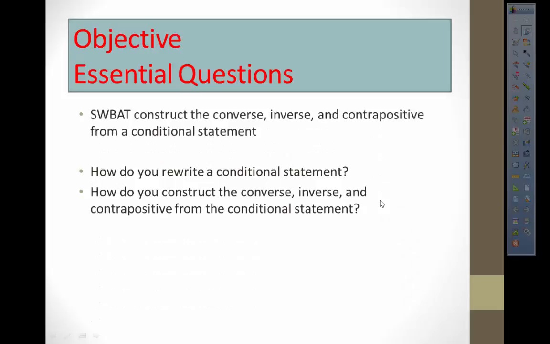So our objective today will be, students will be able to construct the converse, the inverse, and contrapositive from a conditional statement. So the essential question is, how do you write conditional statements? And how do you construct the converse, the inverse, and the contrapositive from the conditional statement? So we'll sort of be practicing this. This will almost seem like an English class today, but this is actually an important branch of mathematics because it has to do with logic.